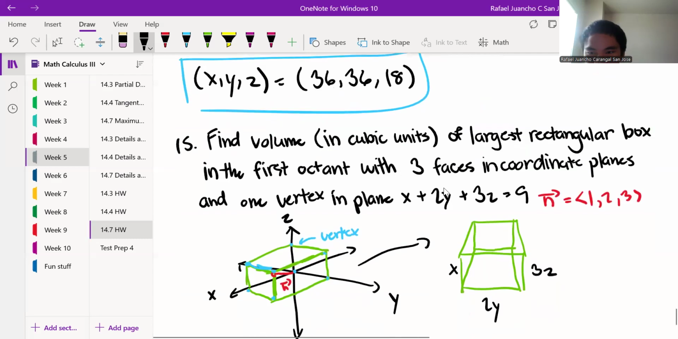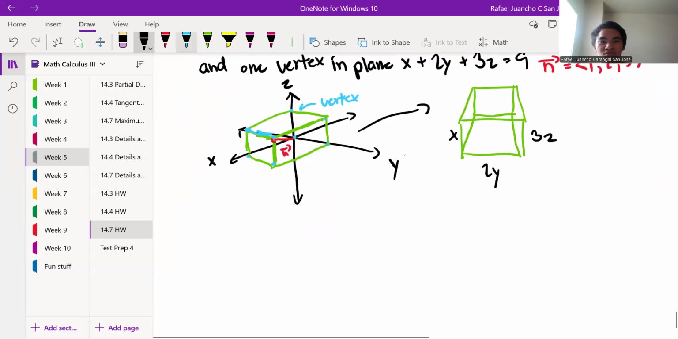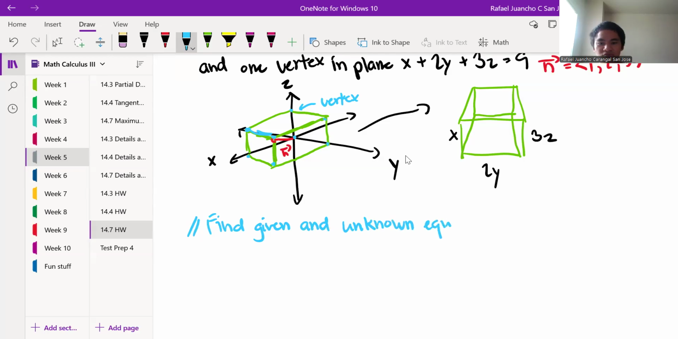But okay, another issue. We don't have a total of anything. We just know this plane. And so that can be our given. So I don't think we need a surface area in this case. We just need something that's given and then something that we need to find based on that given. We just need some given and some unknown. So find given and unknown equations.